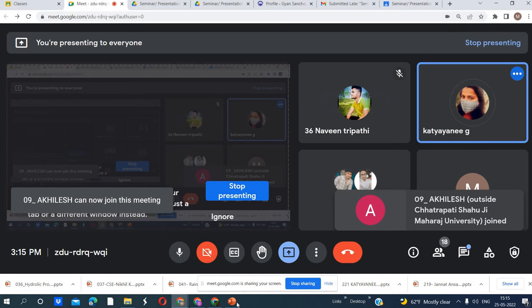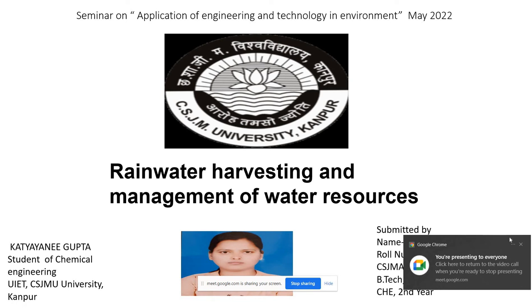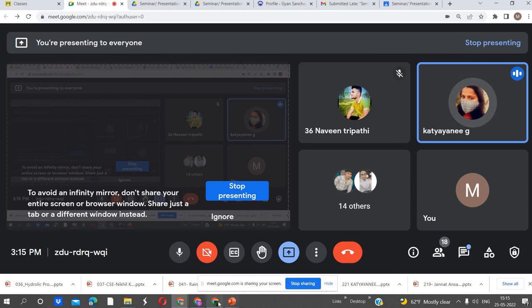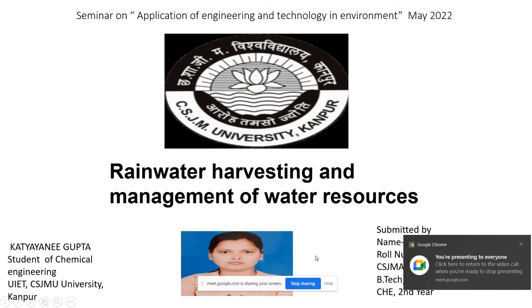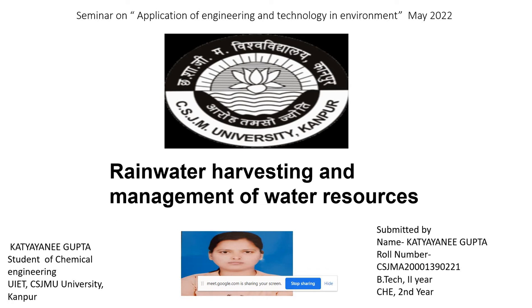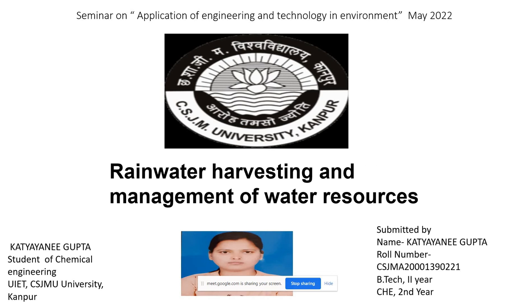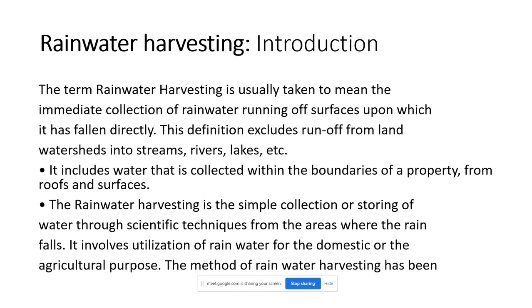Good afternoon. Myself Katyayani Gupta, BTech second year chemical branch. Today I am going to give a presentation on rainwater harvesting and management of water resources. Rainwater harvesting. The term rainwater harvesting refers to the direct collection of precipitation falling on the roof or onto the ground without passing through the stage of surface runoff on land. Or rainwater harvesting is a way to capture the rainwater when it rains, store that water above ground or charge the underground, and use it later.